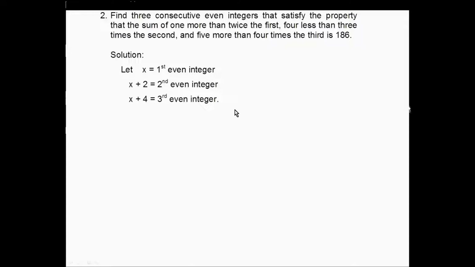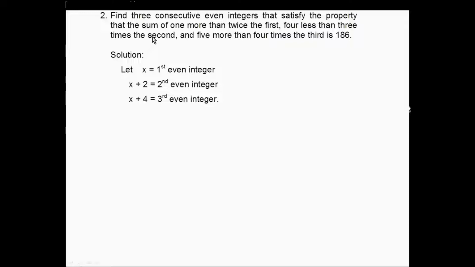I do see the word even. 3 consecutive even, so I'm going to add 2 every time. So x will be the first even integer, x plus 2 is the second one, and x plus 4 is the third even integer. So there are the names for my integers. Okay, here's my verb of being. Something equals 186. I'm going to have a 186 out here all by its lonesome.